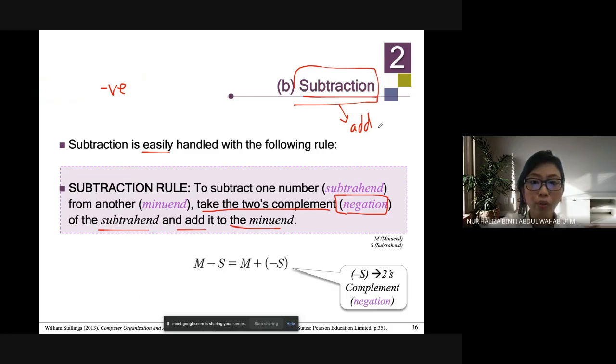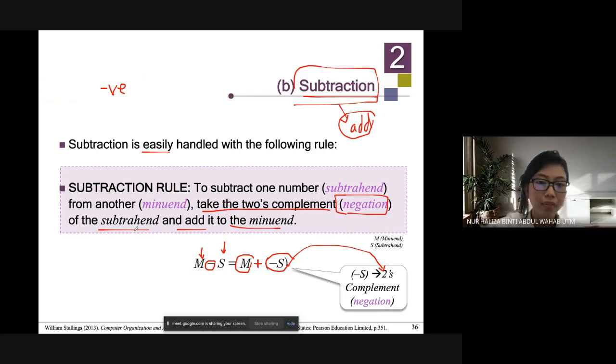So you're going to see this one, basically you have an M number and then you minus it with S, let's say. So basically it's going to be M plus, this one I mentioned is going to be adding. Then this is minus S, then you are using two's complement.